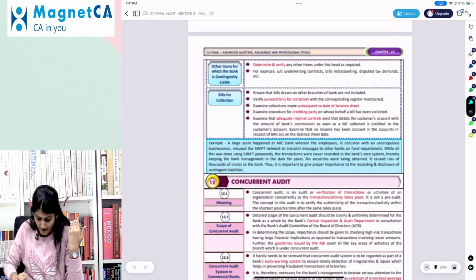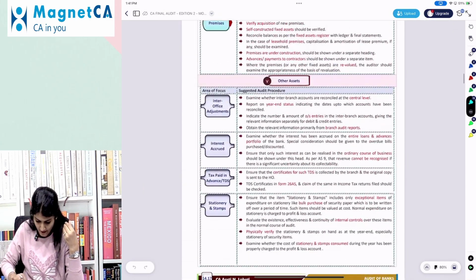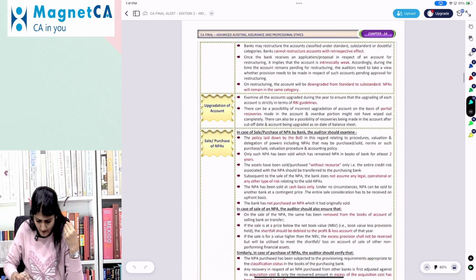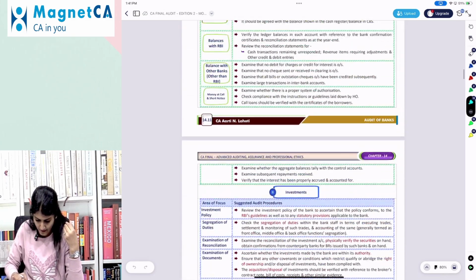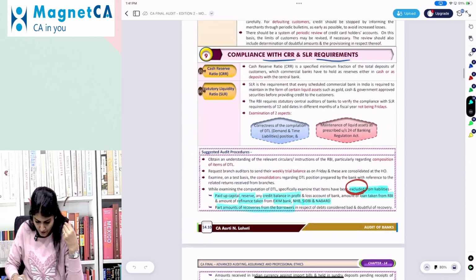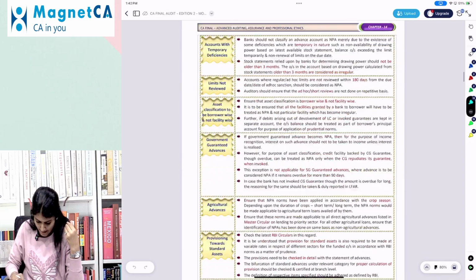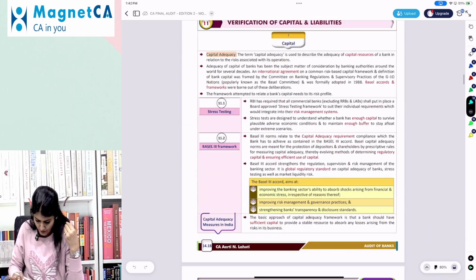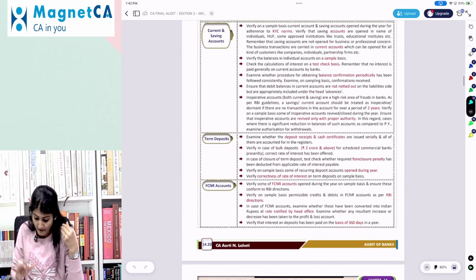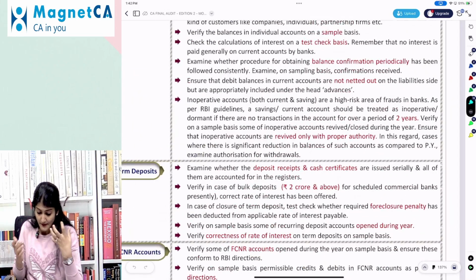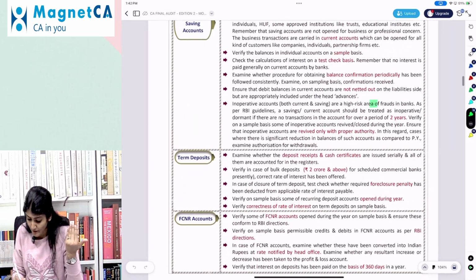In our book, in the verification of the deposits, we have the discussion regarding the inoperative accounts. We look into the compliance, the verification of the bank, the RBI prudential norms, and the verification of the capital and the liabilities. Here they talk about the inoperative accounts, which are an area of high fraud in the bank.